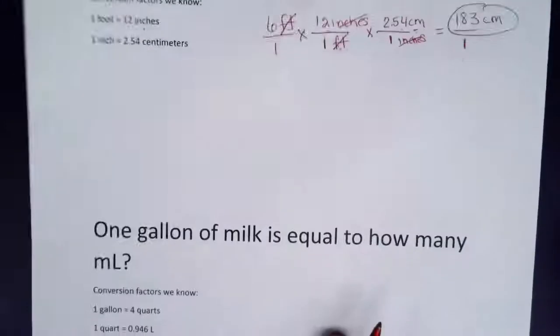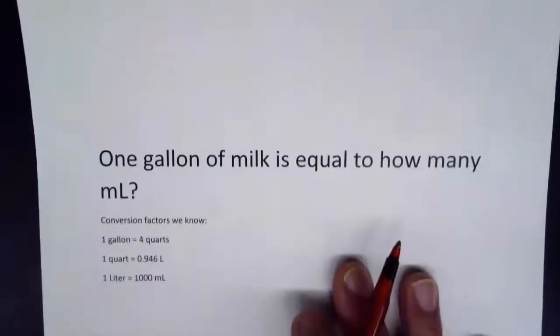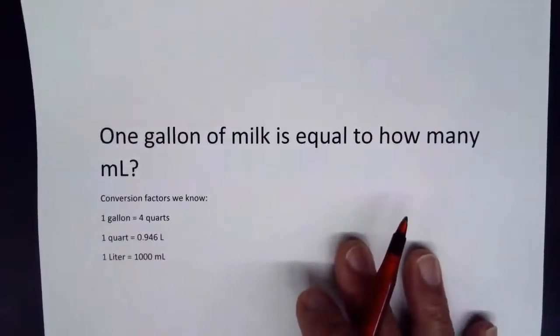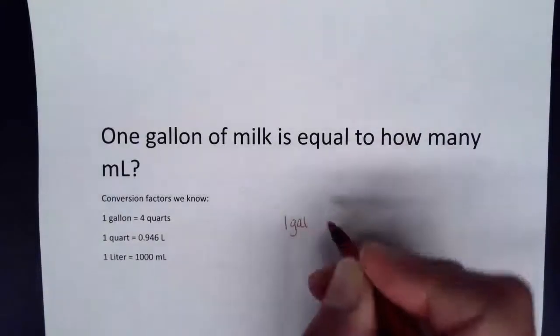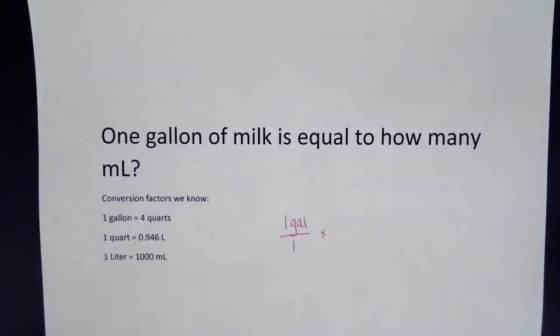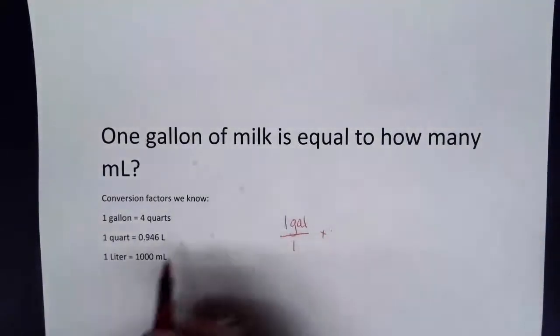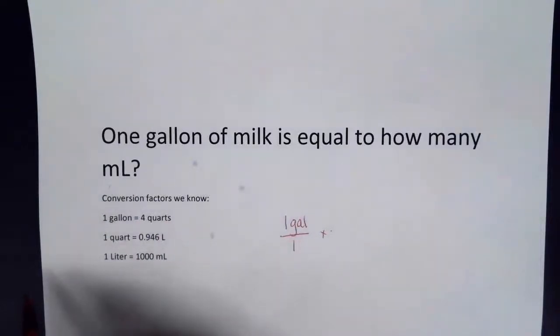So let's try another example here. We have 1 gallon of milk is equal to how many milliliters? So let's start with what we know. We know we have 1 gallon of milk, right? And again, I just put it over the 1, just helps you kind of see the fraction. We want to get to milliliters at some point.